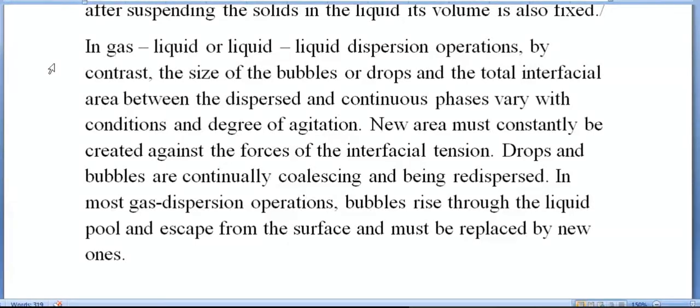Then after coming out, what will happen? They will enter the bulk of the liquid, and the bulk of the liquid is not quiescent, it is not still, it is moving. Flow currents are generated by means of the agitator, baffles, etc. So now they start moving in a direction in which they are guided by or carried by the flow currents.